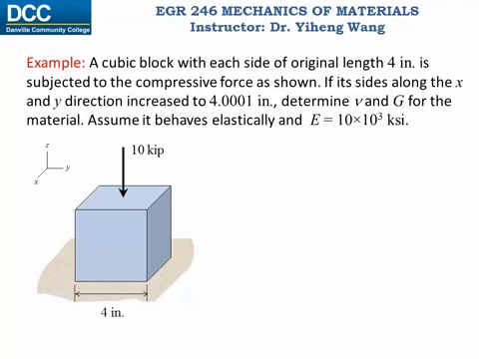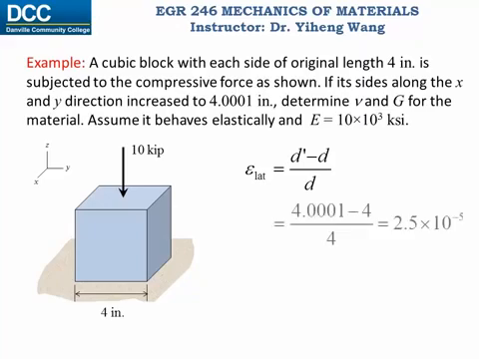For this problem, first let's identify the axial direction. In this case, the z direction is the axial direction. Therefore, the x and y directions are both lateral directions, and according to the given information on the size change, epsilon lateral equals the new dimension minus the old dimension divided by the old dimension. In this case, new sides 4.0001 inch minus 4 divided by the original 4 inch, and that equals 2.5 times 10 to the negative 5th power, and that is dimensionless. Don't forget both normal strain and shear strain are dimensionless.